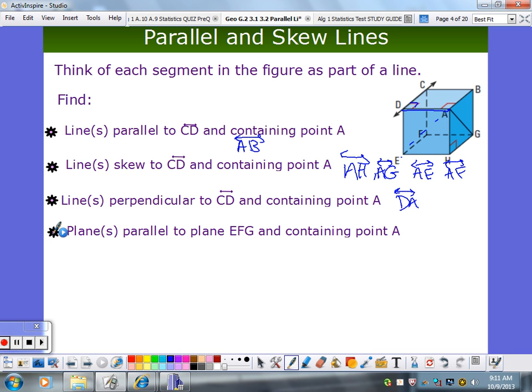How about planes parallel to plane EFG? So which one is EFG? That's my bottom one, right? I want to see if there's any planes parallel to EFG containing point A. Which one? ADB. Okay, right, this one. So we got the bottom half. This top half should work as well.